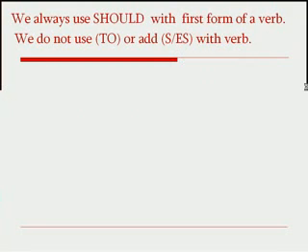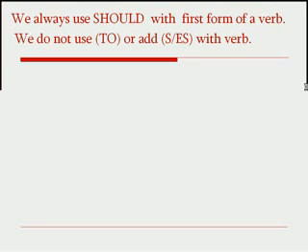Now, a warning that we always use should with the first form of a verb. Remember that should is always followed by the first form of a verb, and we do not use to or add s or es with the verb, right? Do not use the infinitive form, and we do not add s or es with the verb, like in the case of present simple tense, when we have third person singular as the subject.